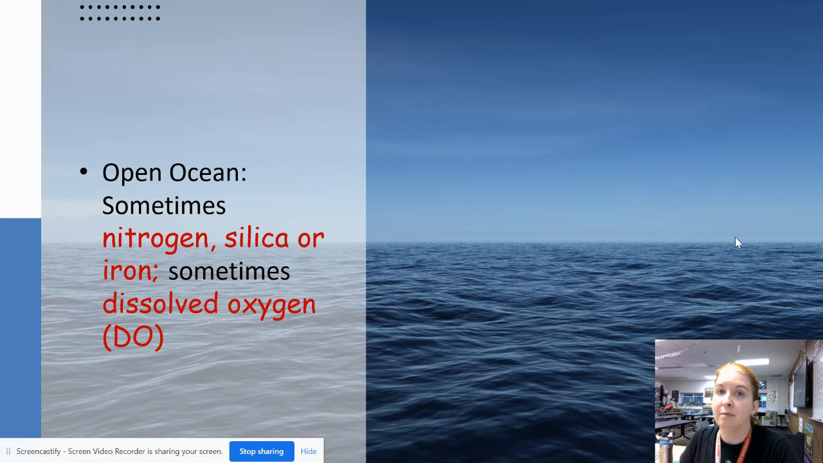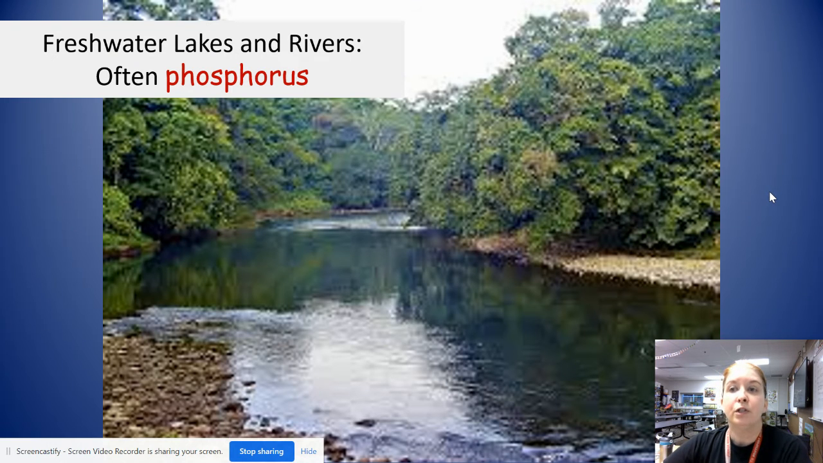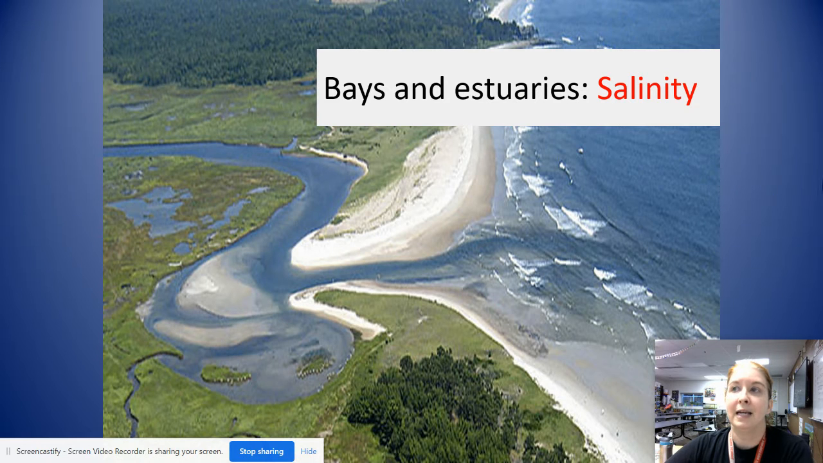Open ocean. Sometimes it's nitrogen, silica, or iron. Sometimes it's dissolved oxygen, especially at the surface. If it gets too warm, the oxygen levels go down and then the fish die or go deeper. Freshwater lakes and rivers, it's usually phosphorus. Bays and estuaries, it's the salinity. You have your freshwater and your saltwater mixing, and so you have critters that can handle salty water, but still if it's too salty or not salty enough, the critters might not be the happiest.